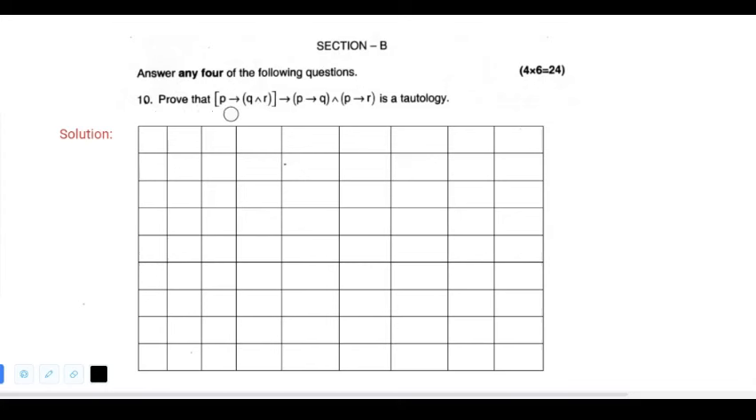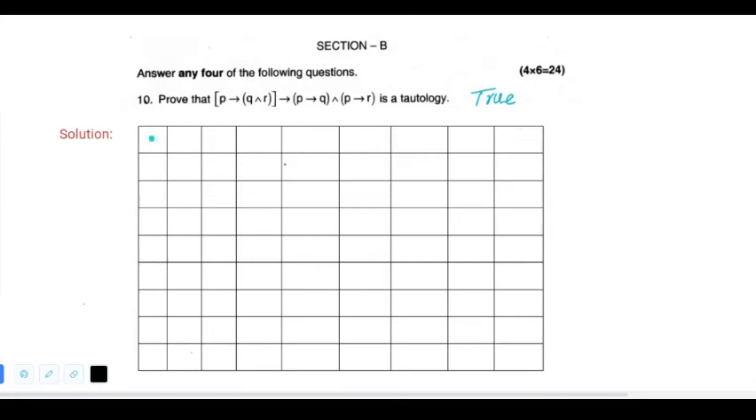So, to prove that (P implies Q) and (R implies P) implies (Q and P implies R) is a tautology. To prove it is a tautology, we need to prove that the given proposition is true for all the statements. If the proposition is true for all the statements, then it is called a tautology. So here we will prove this.